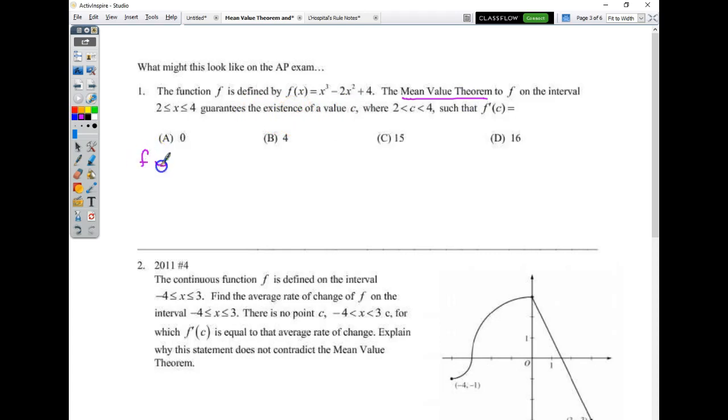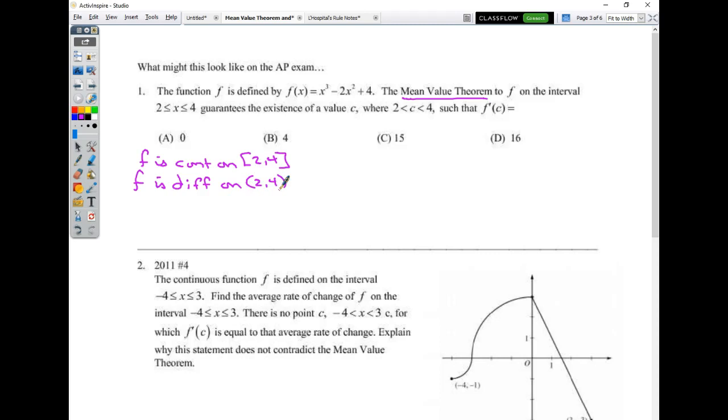We can say f is continuous on 2 to 4. We can say f is differentiable 2 to 4. Always a good thing to practice on that. So the question just asks, where is that f?